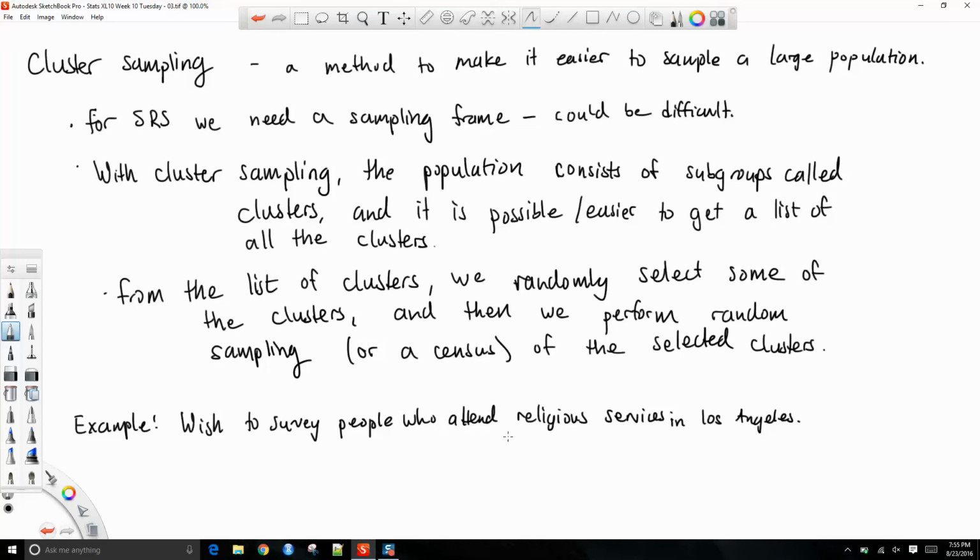On the other hand, it's much easier to get a list of all, you know, places of worship, I guess. So it'd be relatively easy to get a list of all churches and temples and mosques and every single one of those. It's much easier to get a list of, you know, places of worship.